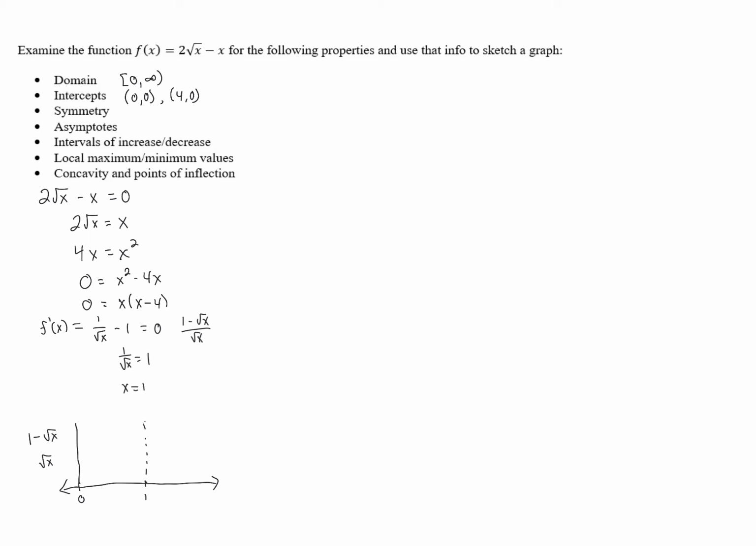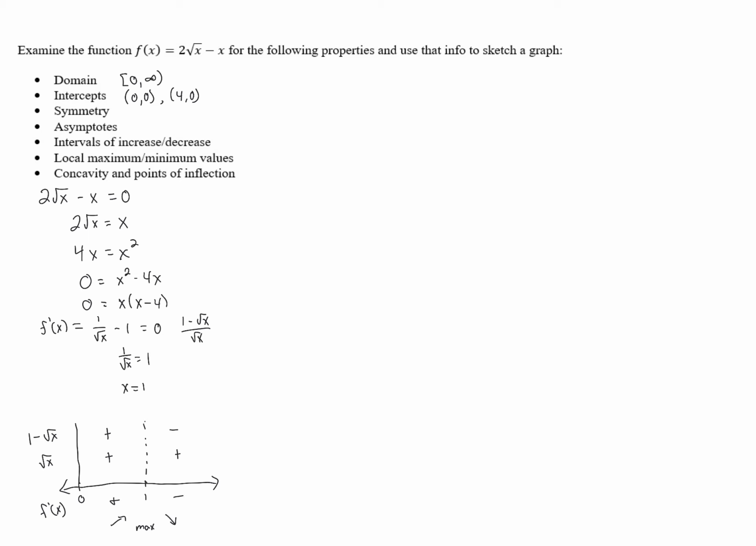If we look at root x, that's always going to be positive. And then 1 minus root x, if we pick a number between 0 and 1, this square root of x is going to be less than 1, and we're taking 1 minus something that's less than that. So that's going to still be positive, but when x gets bigger, that's going to be negative because we're going to be subtracting something that's bigger than 1. And so our derivative is going to end up being positive and then negative. So we're increasing and then decreasing, which gives us a local maximum when x is 1.